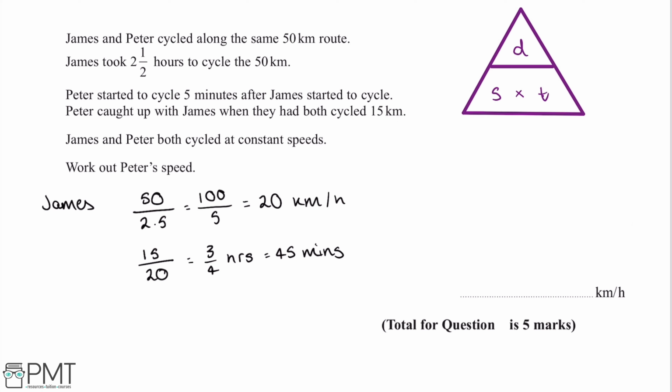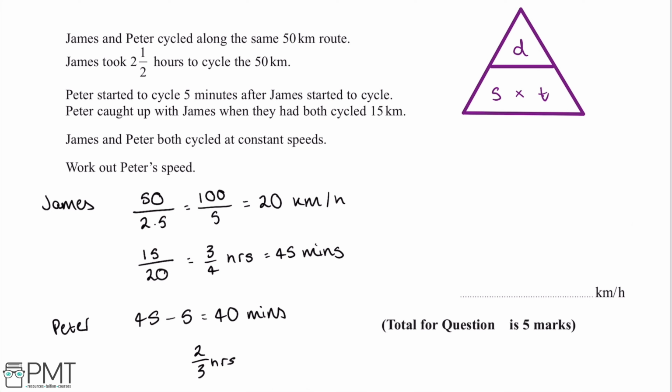Now because Peter started to cycle 5 minutes after James, and he caught up with James after they both cycled 15 kilometres, we can work out that it took Peter 45 minus 5 minutes to cycle 15 kilometres. So that means it took him 40 minutes. Now 40 minutes is equal to 2/3 of an hour. And we now have all the information we need to work out what Peter's speed was.